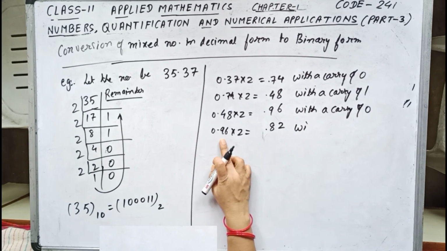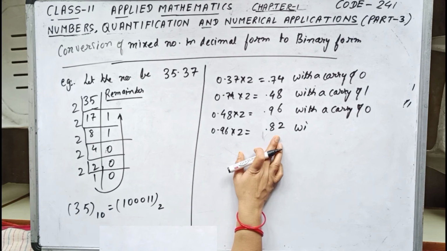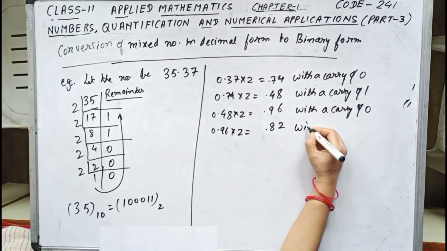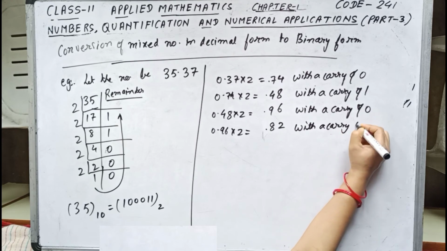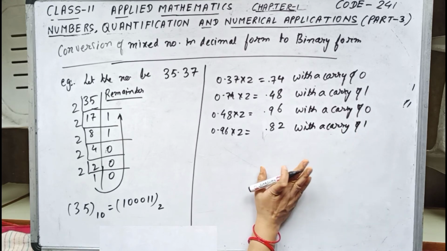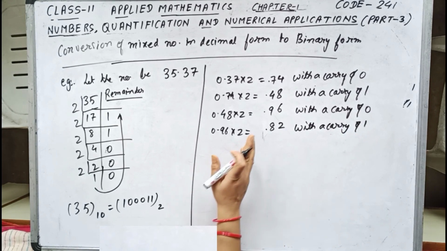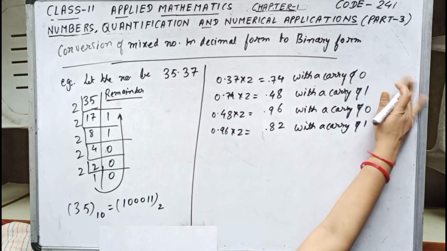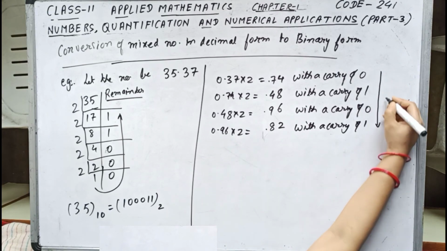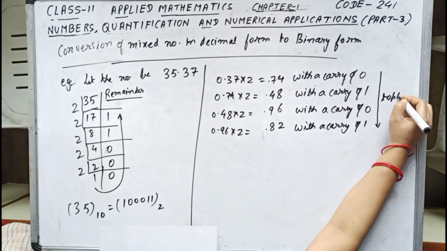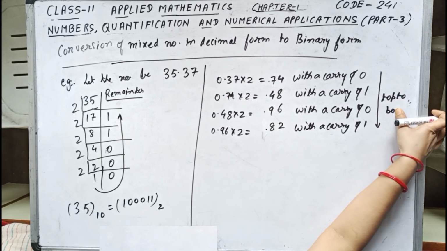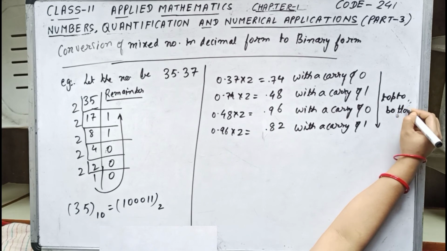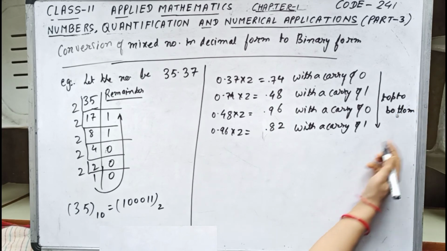Means 2 6s are 12, carry 1, 2 9s are 18, and 1 is 19, 1 carry. So with a carry of 1. Now I am not proceeding it further. I am simply now writing it from top to bottom. Always keep in mind, top to bottom, top to bottom. In the last example I forgot to mention the same, top to bottom.